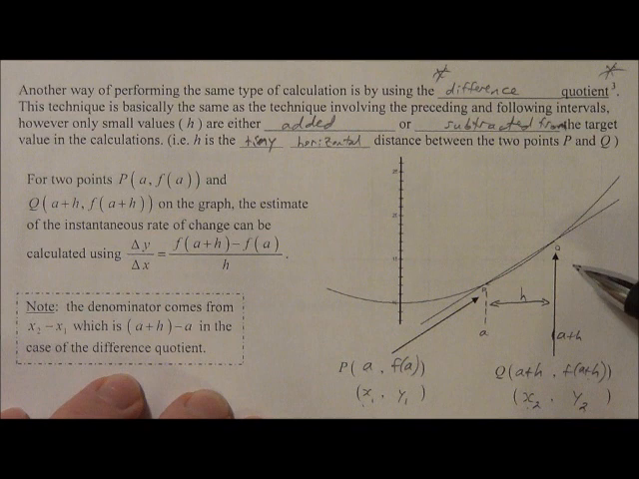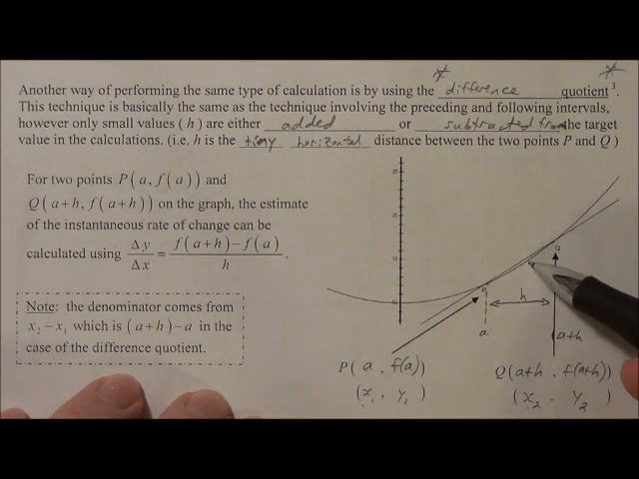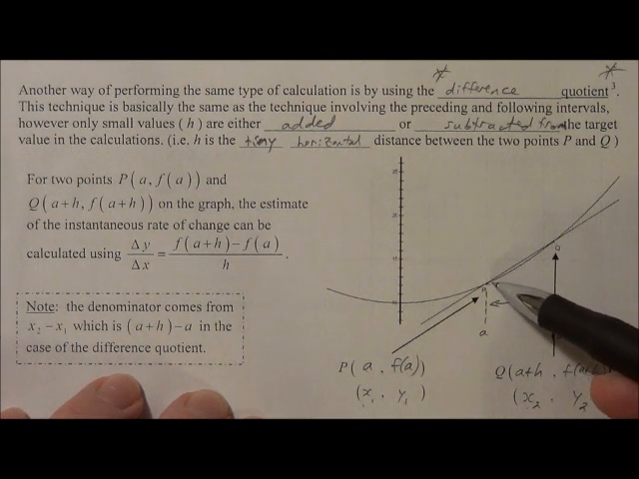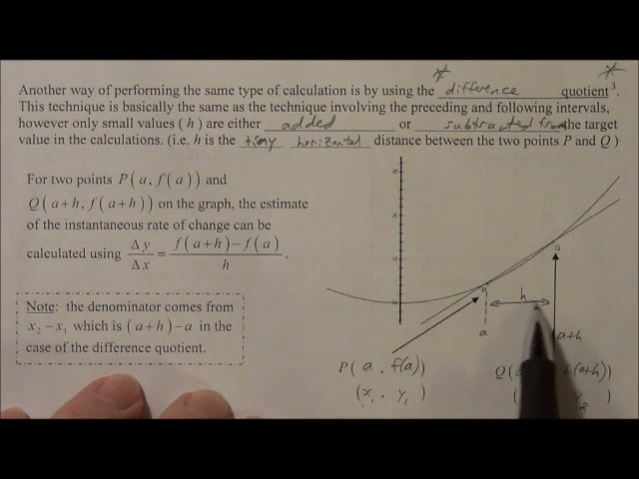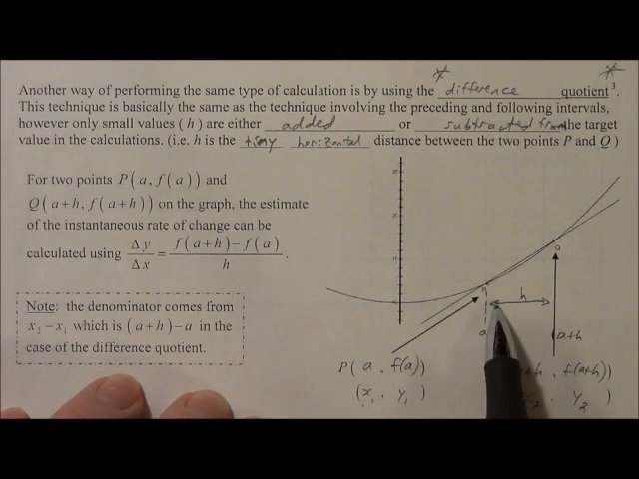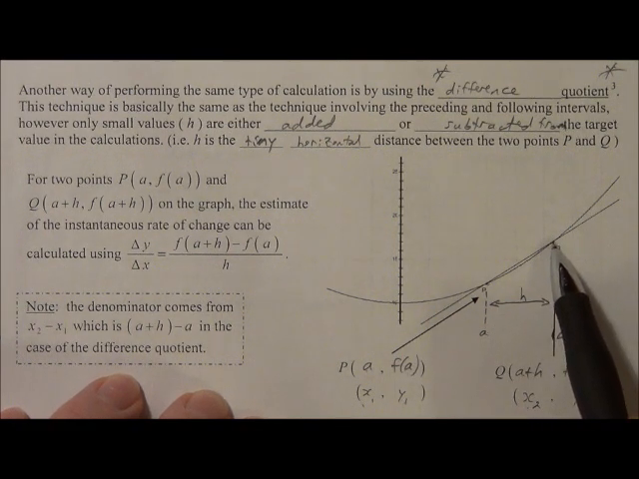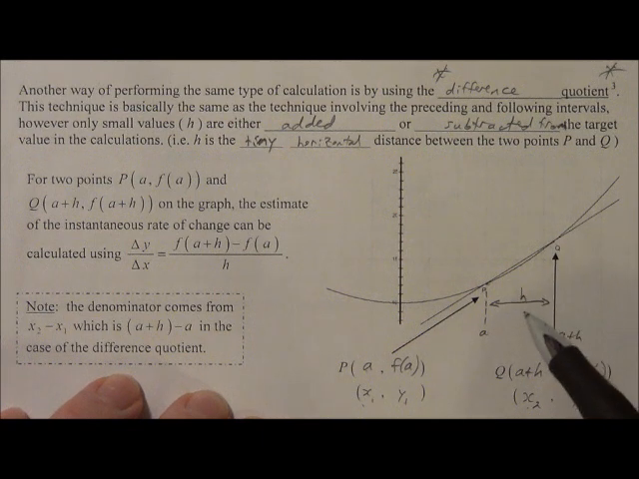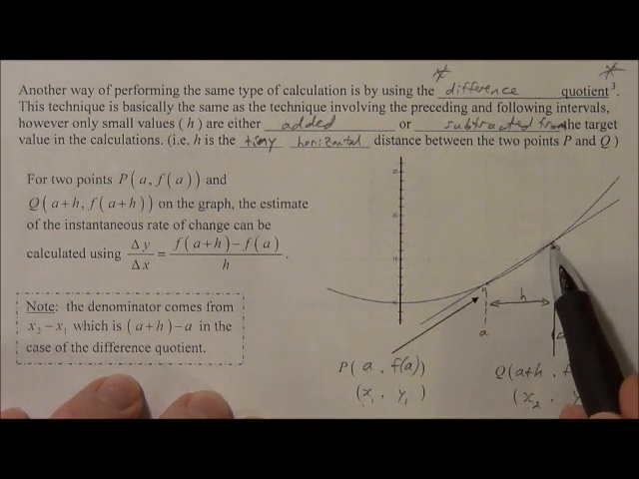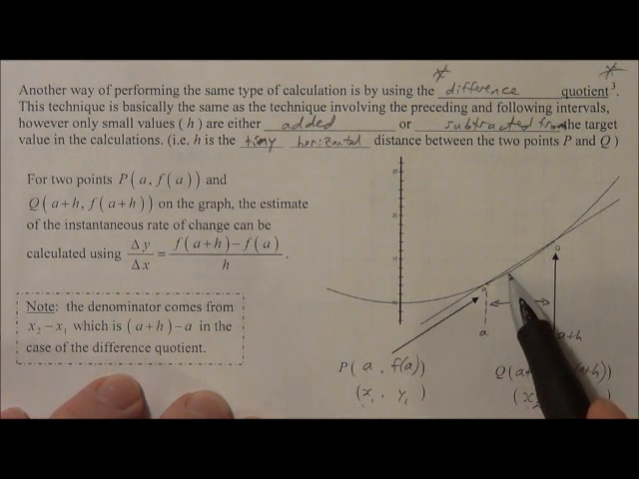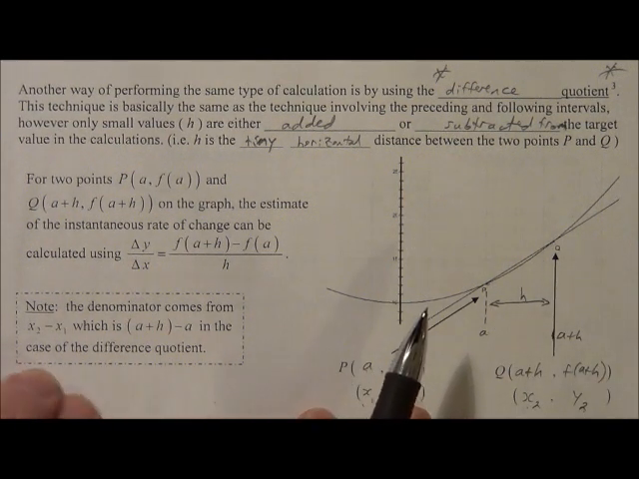And of course, as point Q gets closer along the curve towards point A, the horizontal distance between point A and point A plus H gets smaller and smaller as H gets smaller and smaller. Okay? But obviously as this distance between the 2 points gets smaller, this point Q rides down along the curve towards P. Okay?